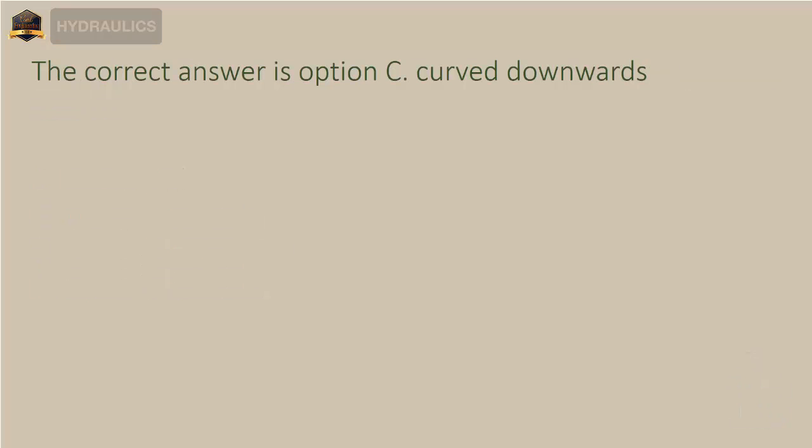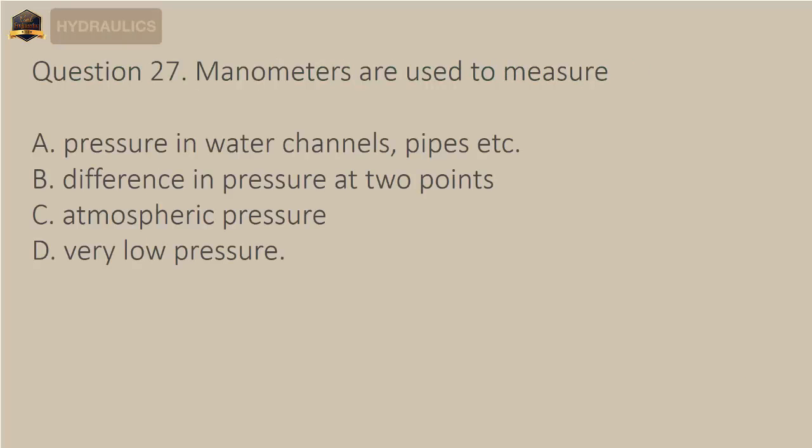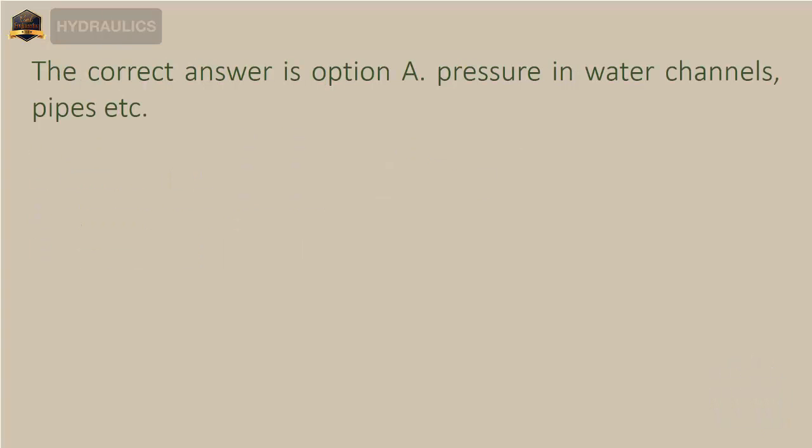Question 27. Manometers are used to measure A. Pressure in water channels, pipes etc. B. Difference in pressure at 2 points. C. Atmospheric pressure. D. Very low pressure. The correct answer is option A, pressure in water channels, pipes etc.